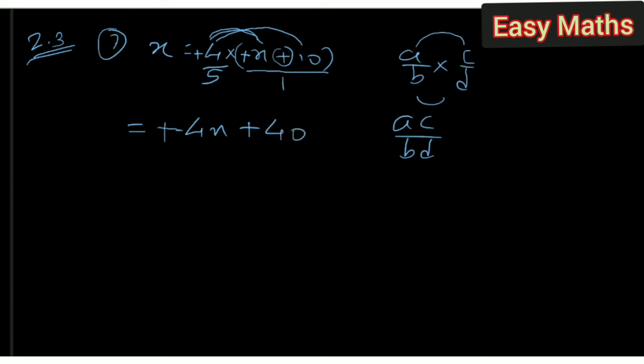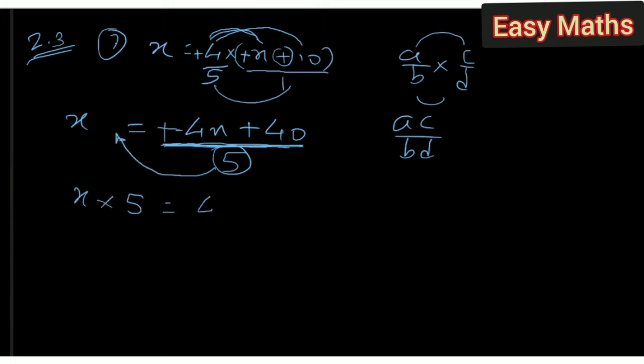10 4s are 40. And what will be the denominator? It will be 5 times 1. Simple. Here it is x. Now this number is completely divided by 5. So the divisor is common. So now we can take this 5 to the other side. Division will become multiplication. And it will be x into 5 equal to 4x plus 40.